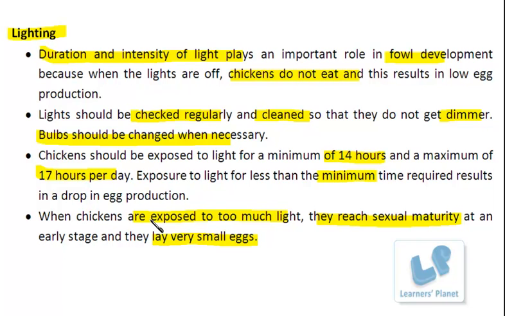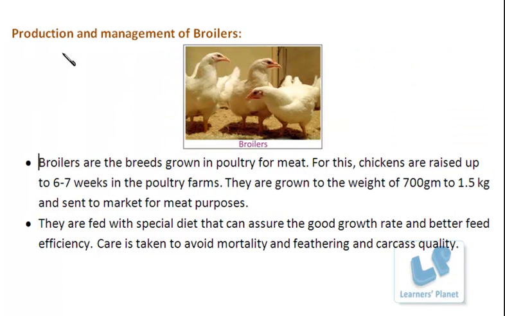But one point is very clear: the amount of light required by the chickens during the growing period and during the laying period varies. Right. Now let us see what changes are required when broilers are produced or developed in poultry farms. These broilers are maintained in the farms for meat purposes, right? These organisms are simply grown for 6 to 7 weeks. They are raised only for this much duration in the poultry farms.